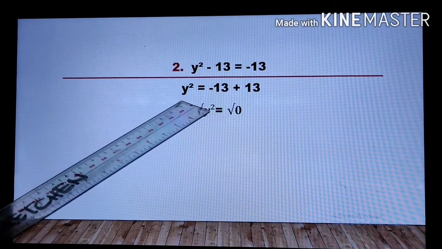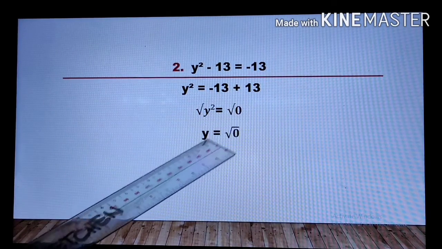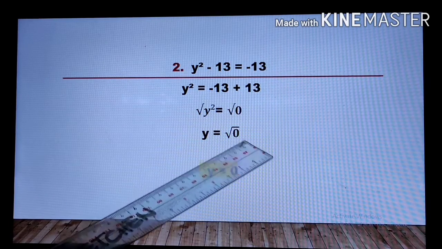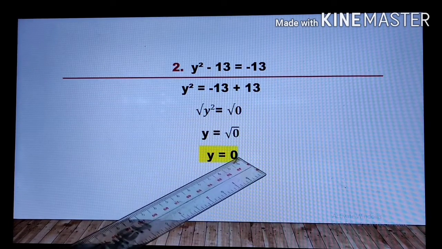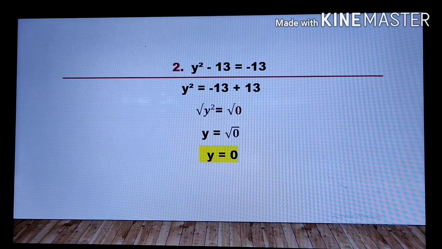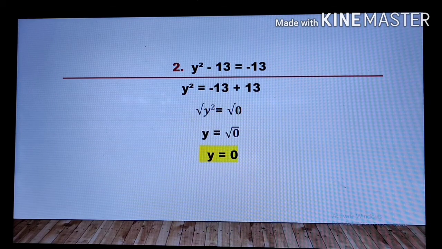So, square root of y squared is y is equal to square root of 0. The square root of 0 is 0. Therefore, the solution is y is equal to 0. So, if you have questions regarding property number 2, just comment down below.